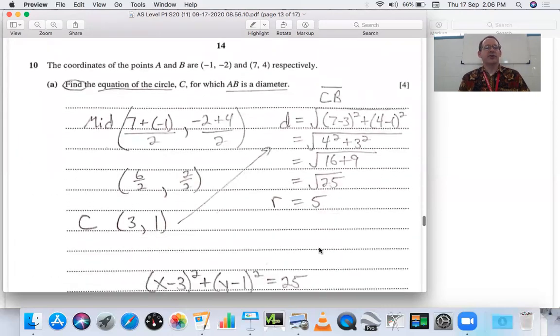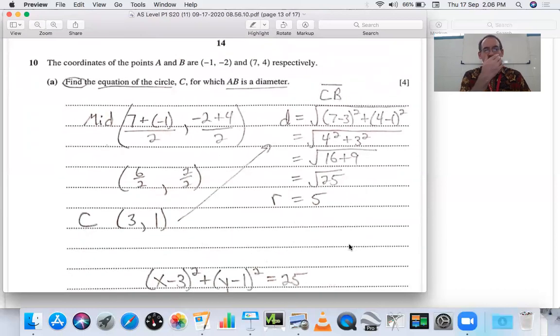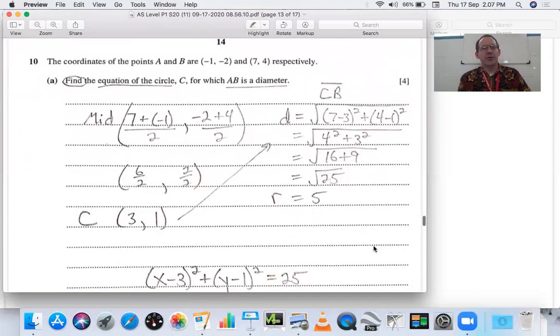Number 10, the coordinates of points A and B are (-1, -2) and (7, 4), respectively. Part A, find the equation of the circle C for which AB is a diameter. Now this is part of the new material of the 2020 syllabus that deals with circles. And so the A and B are the diameter.